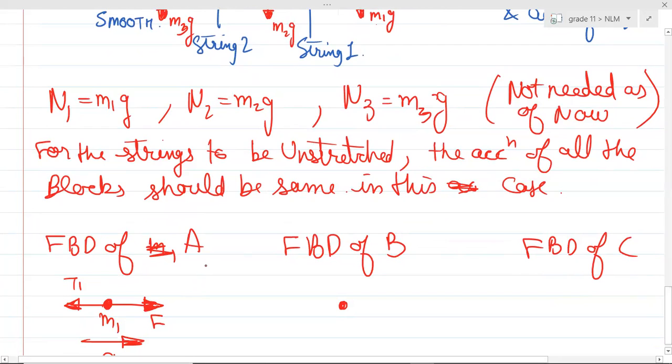Is the free body diagram of A any doubt? I'm not drawing the tension N1, and it should be M1G. The tension one should be equal to the force applied on the body. No, no. Look at tension one, in which string am I applying tension one?